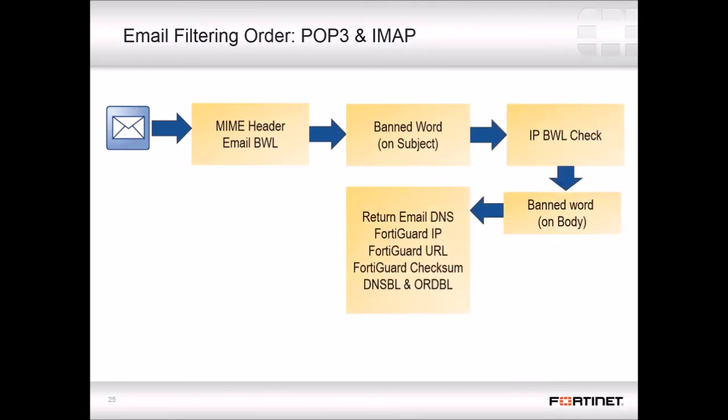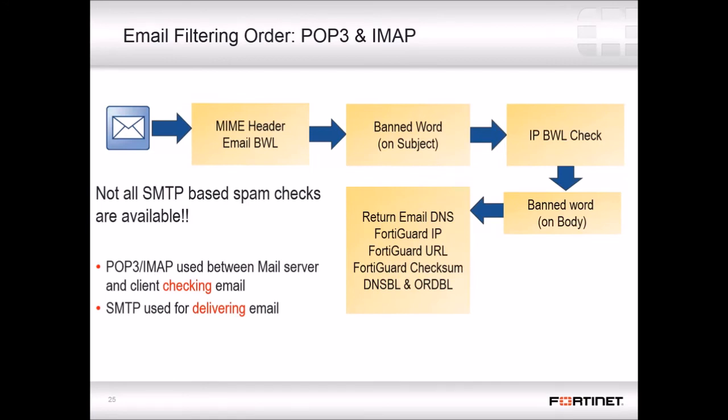Due to the behavior and limitations of the protocol, POP and IMAP have a slightly different filtering order and available options. Because of how the protocol behaves and the limitations of a firewall, some of the options available to SMTP are simply not an option for POP or IMAP. As you can see, the order is not the same as SMTP, and not all the checks are available. This is due to the nature of POP and IMAP protocols. With SMTP, you are intercepting the email as it is being sent between two mail servers. POP and IMAP happen between a mail server and a client checking their email.